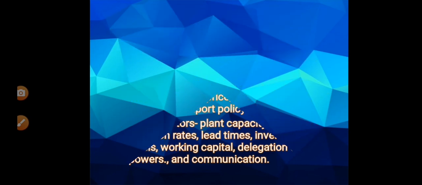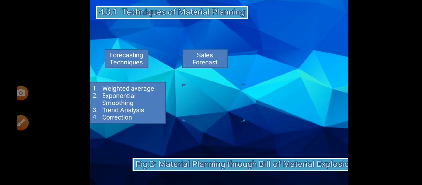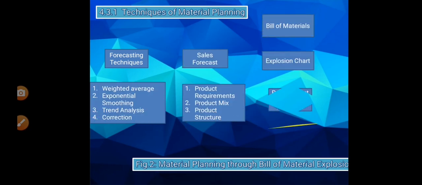Next are the techniques in material planning. It is based on the demand plan for end products. So forecasting tools such as weighted average method, time series method, and exponential smoothing are some of the widely known methods used for material planning.